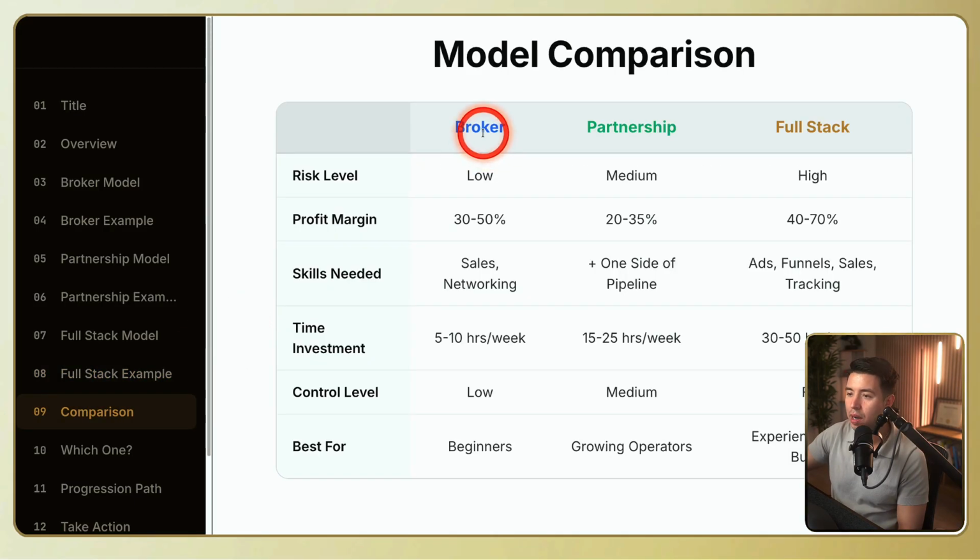To compare these models, in the broker model, there's less risk on your end, right? If you buy leads at X amount, you're selling them at a higher amount, you're going to make that profit. The risk here really is if those leads aren't converting, you don't have control and you don't have insight into what's going on and why the lead quality isn't there. Skills needed really sales and networking. And in the PPL groups that I'm in, there's a lot of people who do more of the broker and partnership model. The majority of people are doing that model. They just handle the sales, work with media buyers, and that's it.